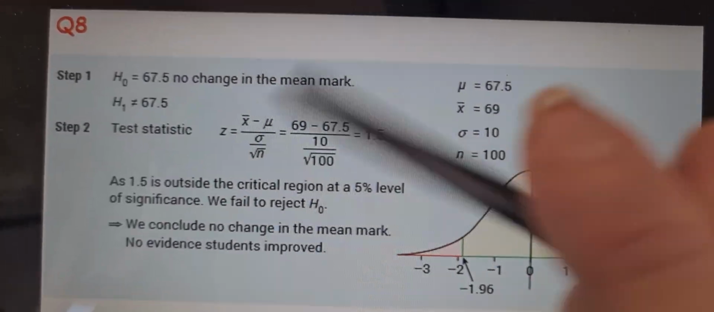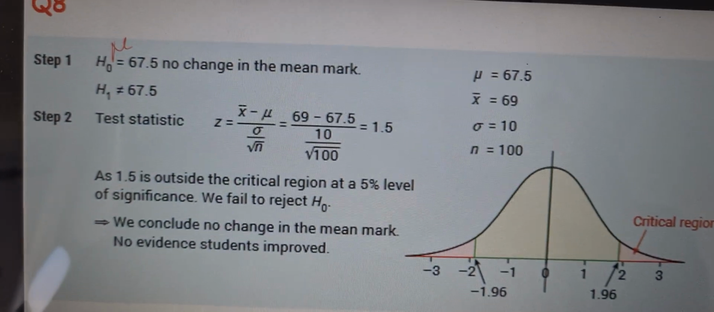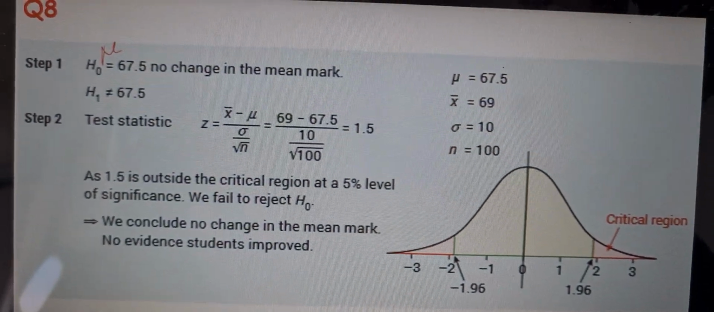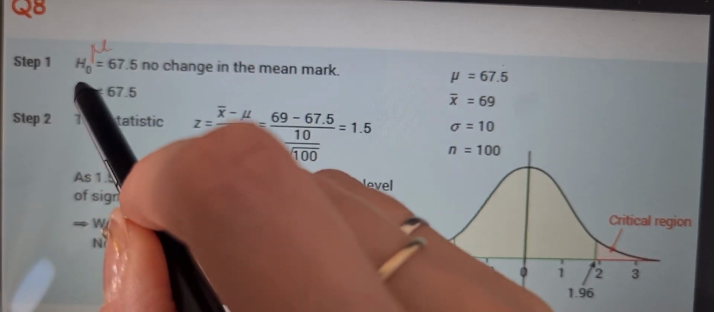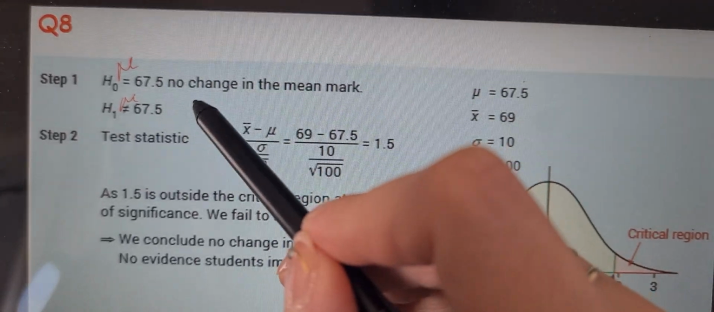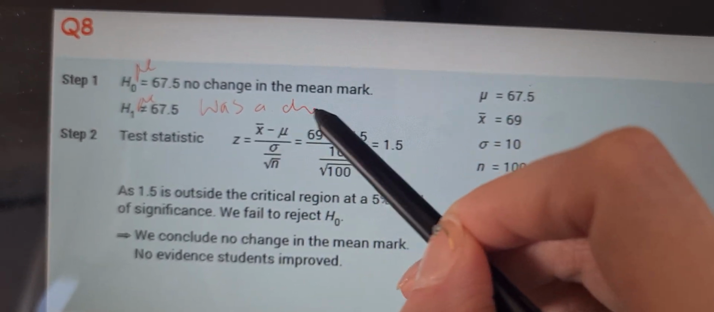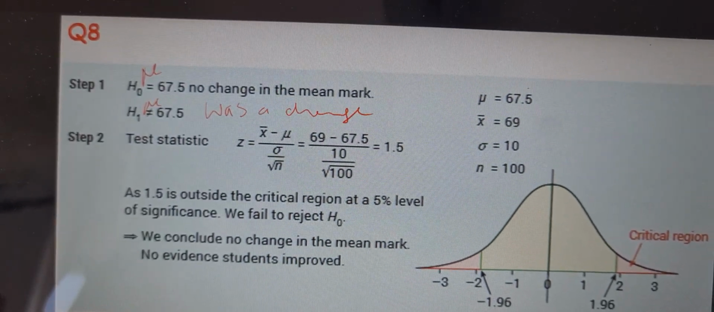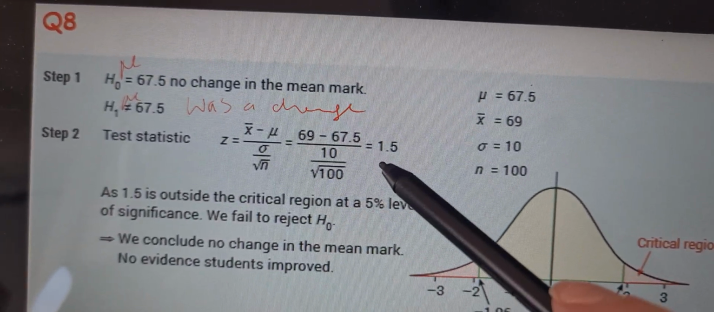The null hypothesis is that mu is equal to 67.5, which means there was no change in the mean mark of students in that particular subject, whereas the alternative hypothesis, H1, which would be mu is not equal to 67.5. And again, write your sentence that there was a change in the mean mark. Okay, get your test statistic, sub into your formula, and you should get out 1.5.